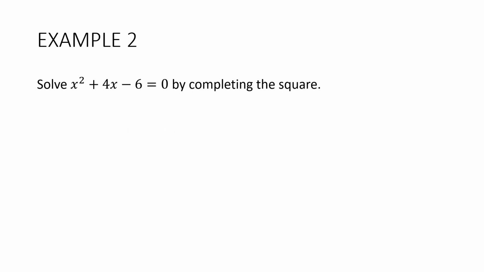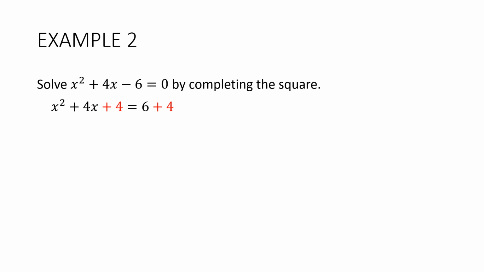Here's another example. Solve x squared plus 4x minus 6 equals 0 by completing the square. Okay, start by moving this 6 over. Look for the term in x. Here it is. The coefficient is 4. Halve it, square it. Half of 4 is 2. Squared is 4. So 4 goes in here. Whatever you do to one side, do it to the other.